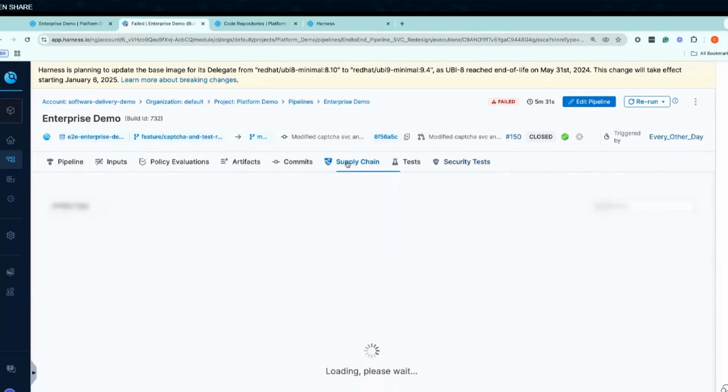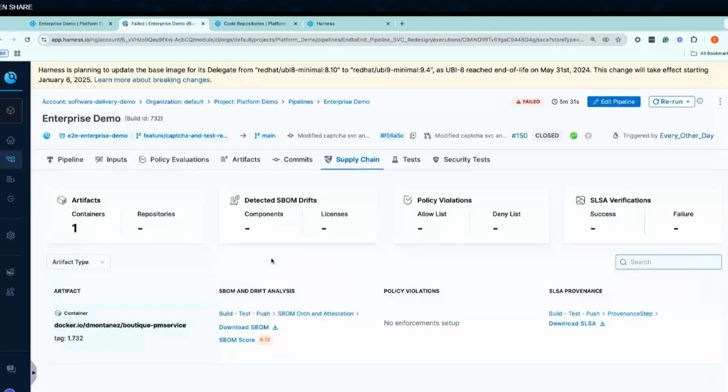On the SBOM side of things, we also help you easily generate SBOMs, and then we also make the security team's life a bit easier by showing the SBOM score. There are different factors that go into the score, so definitely do check this out. But we make sure that you have a good understanding of what the SBOM looks like. You can also download the SLSA provenance from here, which is extremely important for the compliance side of things.